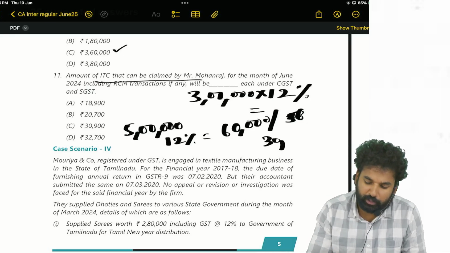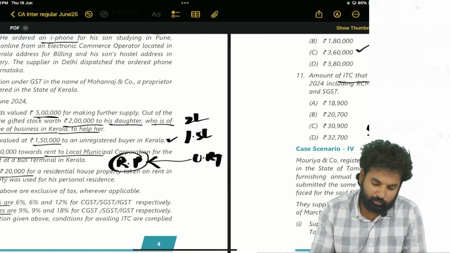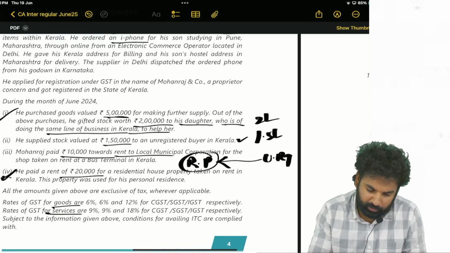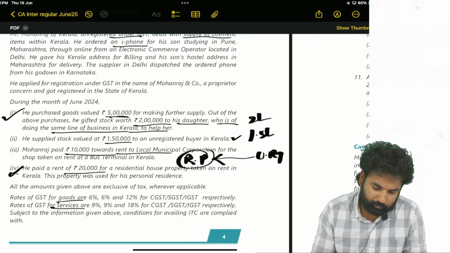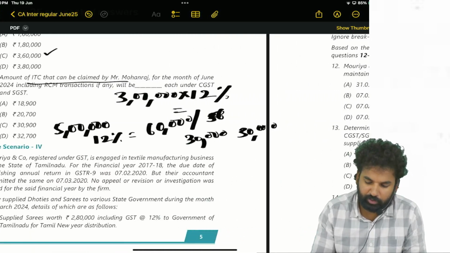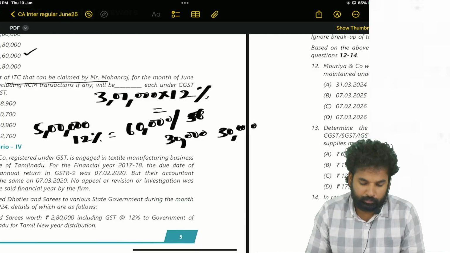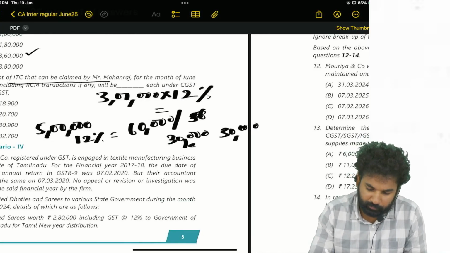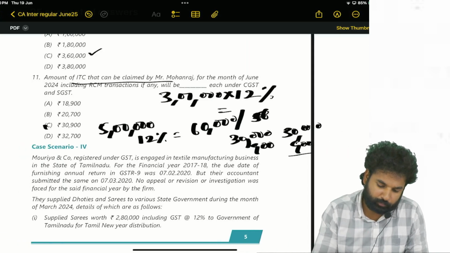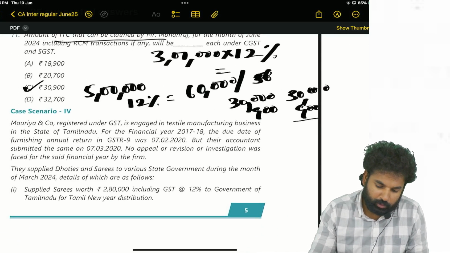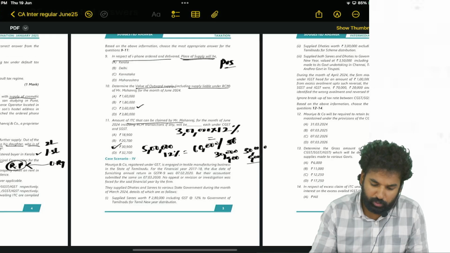30,000. Okay. Next, in the same month he has transferred 2 lakhs. Next, 900. So how much it will be? 30,900. Right. Case scenario 2, we'll check the answers.